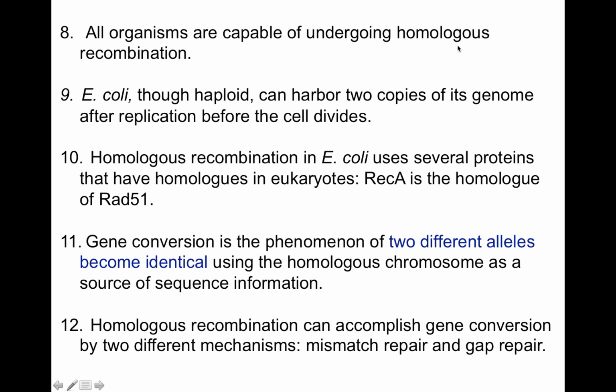All organisms are capable of undergoing homologous recombination, and even E. coli, though haploid, can harbor 2 copies of its genome after replication before the cell divides. Homologous recombination in E. coli uses several proteins that have homologs in eukaryotes. REC-A is the homolog of RAD51. Gene conversion is the phenomenon of 2 different alleles becoming identical using the homologous chromosome as a source of sequence information. And finally, homologous recombination can accomplish gene conversion by 2 different mechanisms: mismatch repair and gap repair.